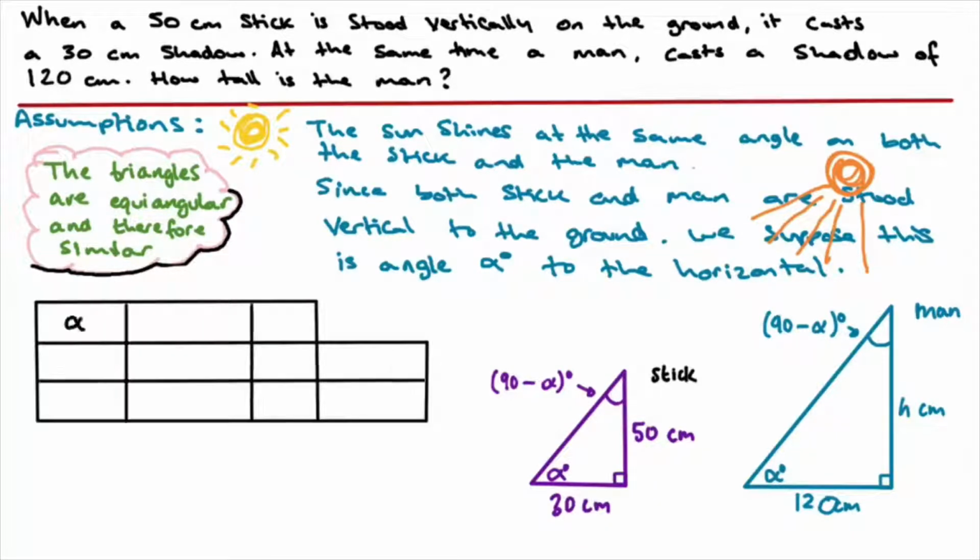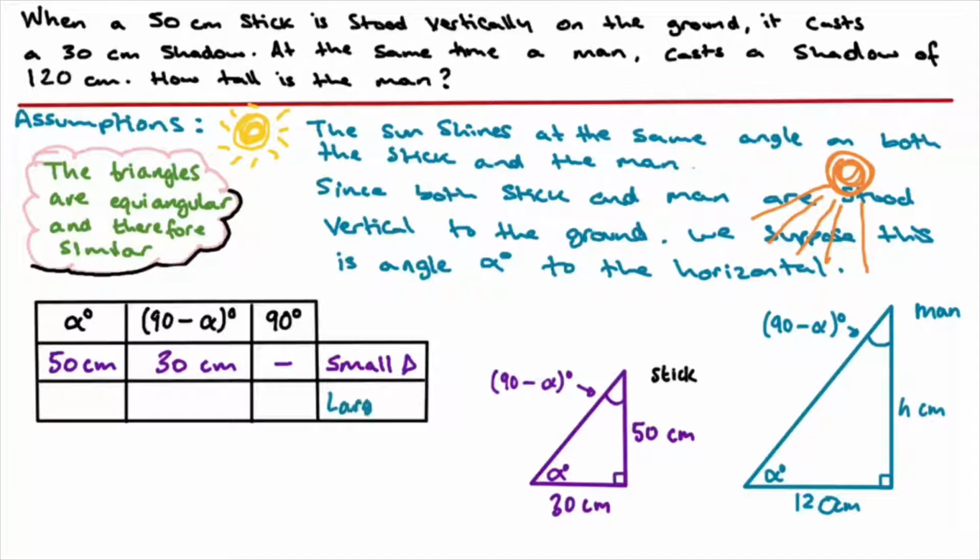Now I'm going to complete a table of values for my three angles, alpha, 90 minus alpha and 90 degrees. And what we're looking for is the lengths opposite these angles. So for the small triangle, the length opposite alpha is 50 centimeters, so I can fill that in my table. The length opposite 90 minus alpha is 30 centimeters, so I can fill that in my table. And the length opposite my 90 degrees, I don't know what that is, so I can ignore that.